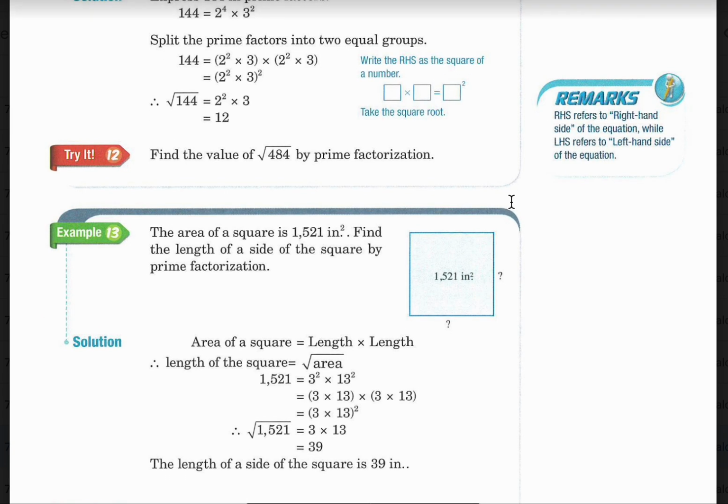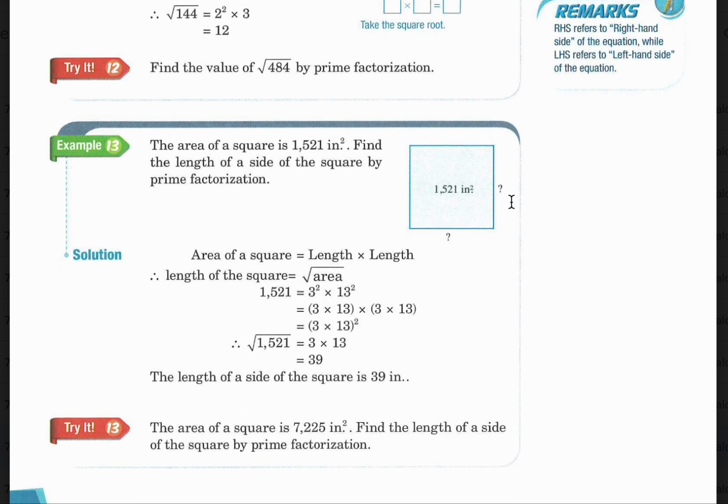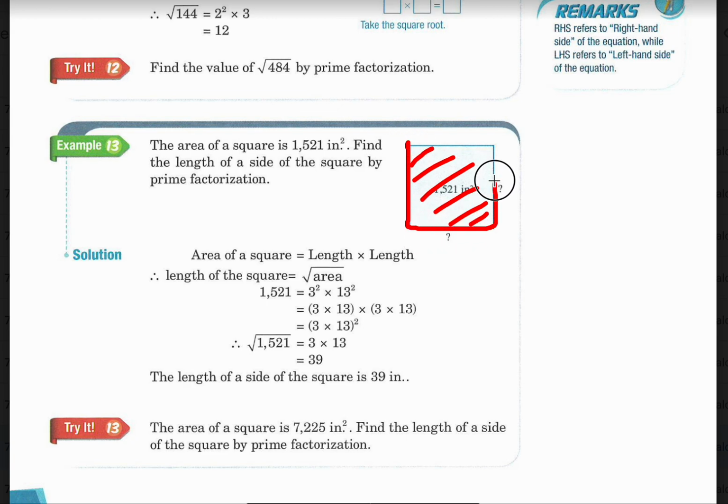Let's take a look at this next example, example 13. It's saying that the area of a square is 1,521 inches squared. The area, that means all the space inside here. Find the length of a side of the square by prime factorization. We know that it's a square, so since it's a square, all the sides have to be equal, right? So we want to know one side of the square because they're all the same.